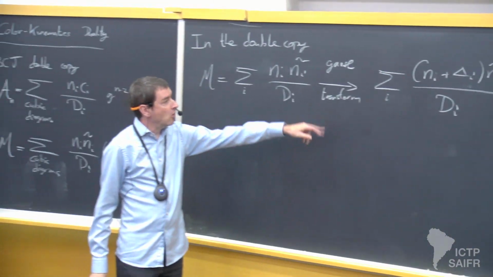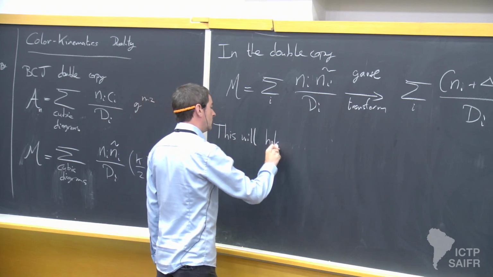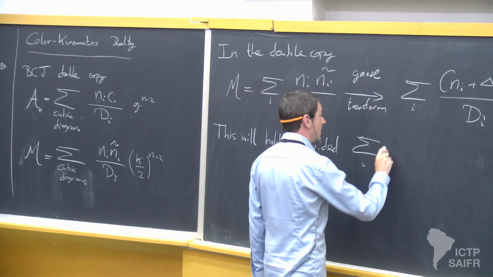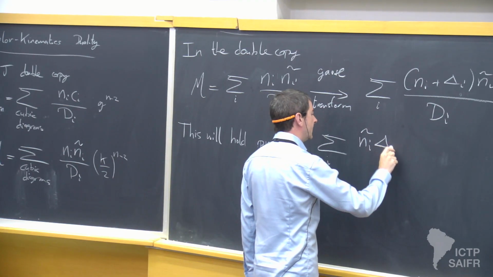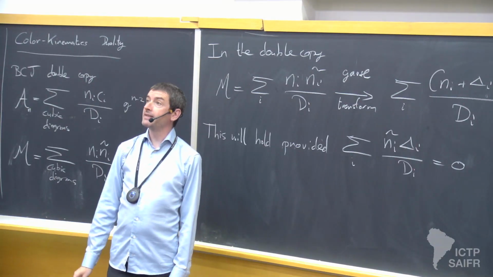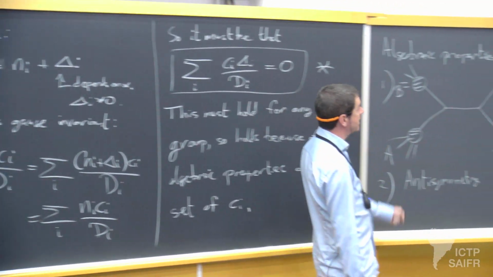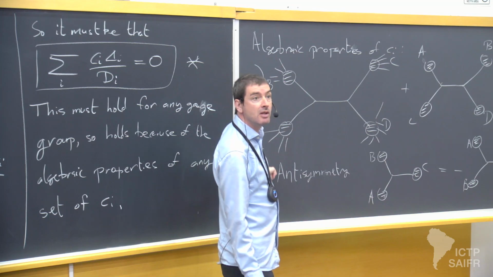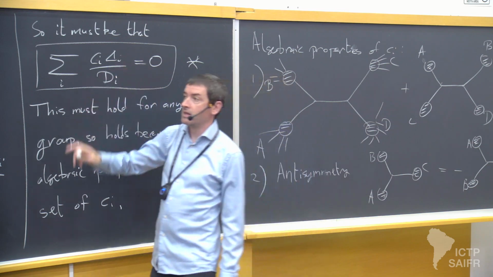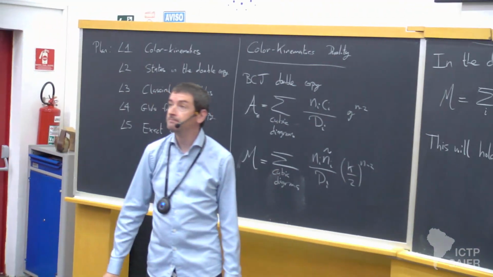It will hold provided the sum over i of Ñ_i δ_i over D_i equals 0. Well, when is that going to hold? It'll hold provided the Ñ_i satisfy these two properties, because it was only these two properties that we needed to show this equation. So if Ñ_i has the same algebraic properties as the C_i, then you're guaranteed to get a gauge invariant amplitude.